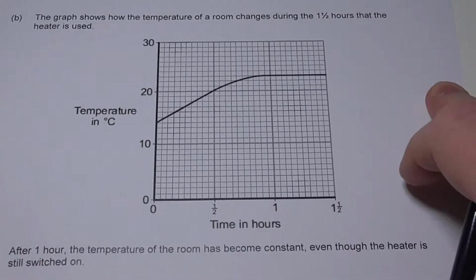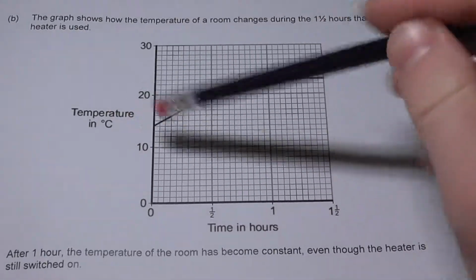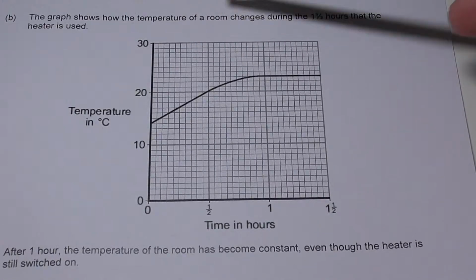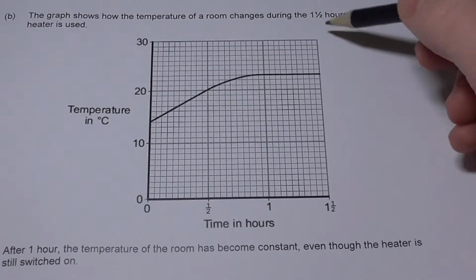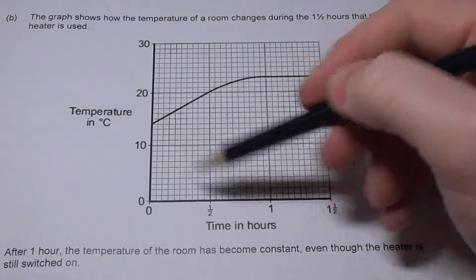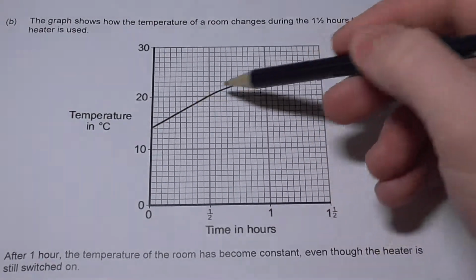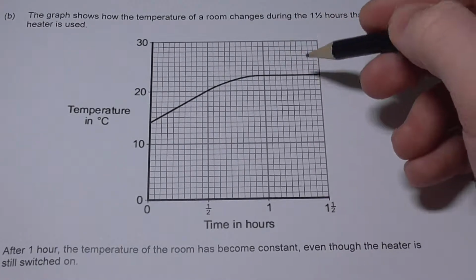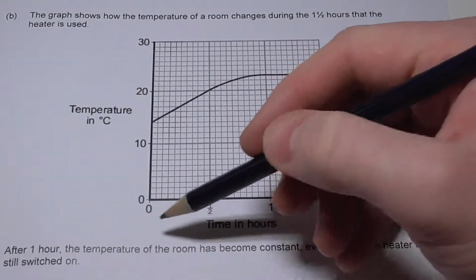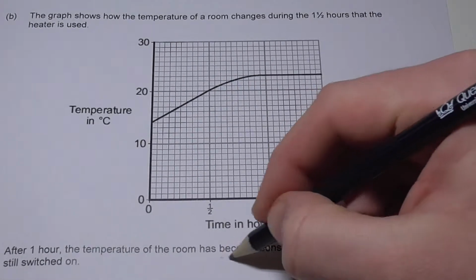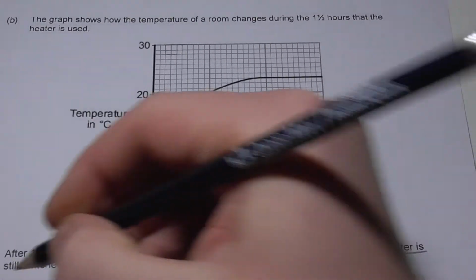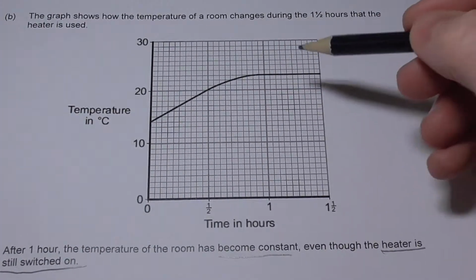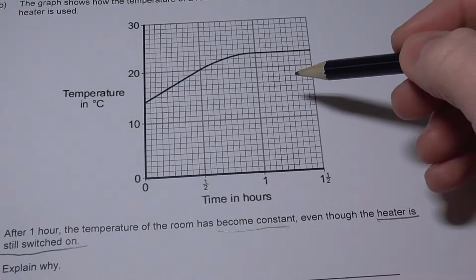So here we have a graph, so we need to make sure we look at the axes as well, not just the pattern. The graph shows how the temperature of a room changes during the 1.5 hours the heater is on. So during that first half hour we've got an increase in temperature, then it starts to level off. So the heater is still on at this point. After 1 hour it becomes constant, even though the heater is still switched on. So even though it looks like it's levelling off, and it is, the heating is still switched on.